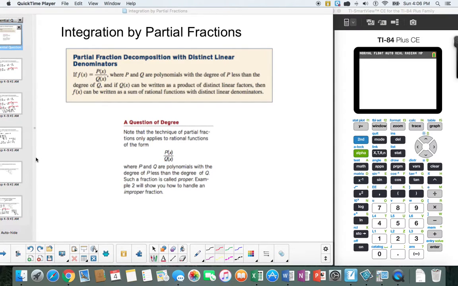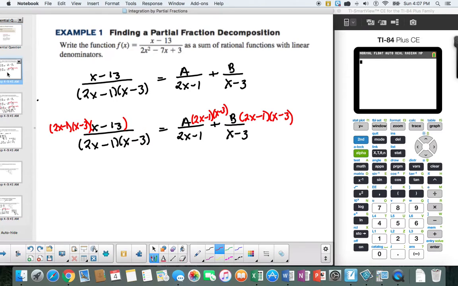Integration by partial fractions. This is going to be a technique of integration. Let's take a look at a problem in Algebra 1 or Algebra 2 where we take a look at two quotients and put them together and make another quotient.